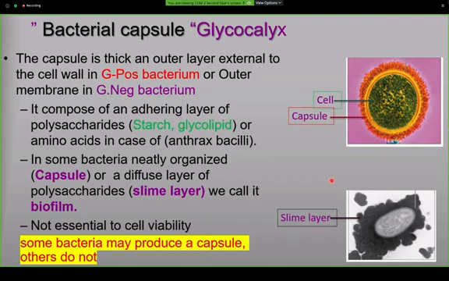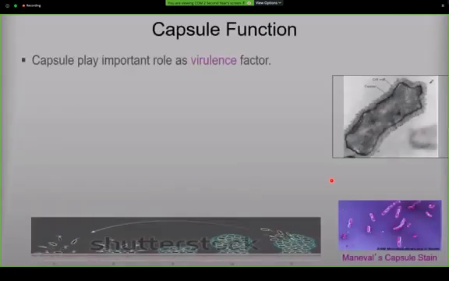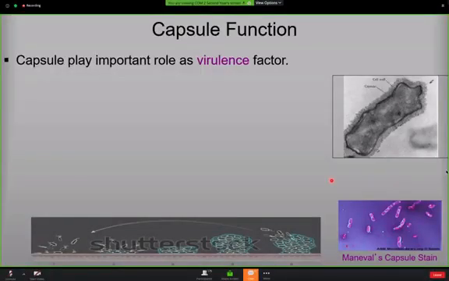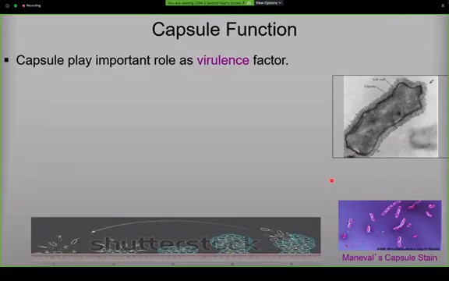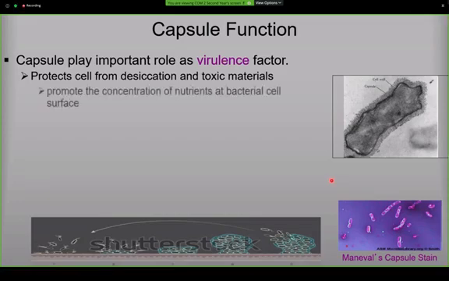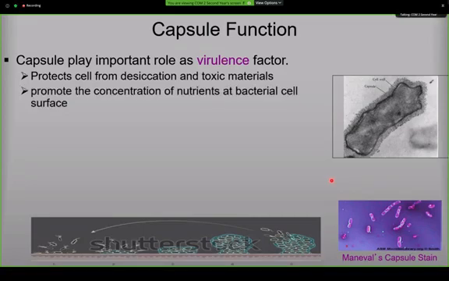So what's the function of the capsule? The function of the capsule is to help the bacteria to adhere. That's one. But the most important, the capsule is considered a virulence factor for encapsulated bacteria, because not all bacteria have a capsule. It plays a major role as a virulence factor. It protects the cell from toxic material. It helps promote concentration of nutrition, keeping nutrients inside. It plays a role in adherence.